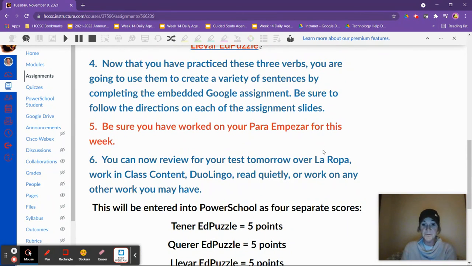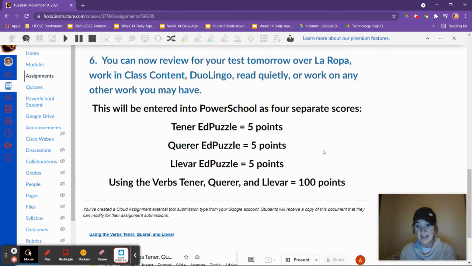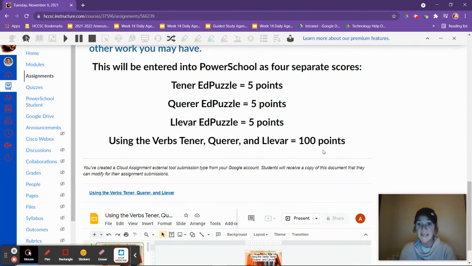Other than that, make sure you're working on or have completed your Para Empezar. You can review for your test tomorrow over La Ropa. You can go to class content, do a lead and go, read quietly, or work on any other work that you may have. Make sure you use your time wisely. Like I said, I know it's a lot to do, but in the amount of time you have to work, if you use your time intentionally, you should be able to get this all completed and not really have anything to take home as far as homework, and just have time to prepare for your test.